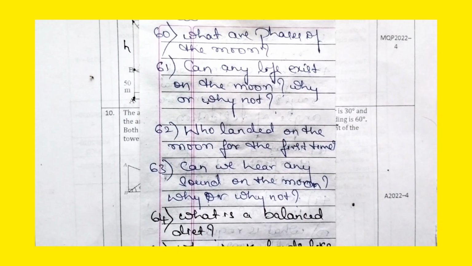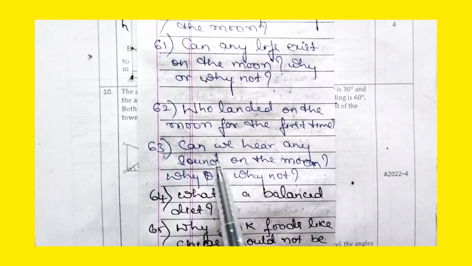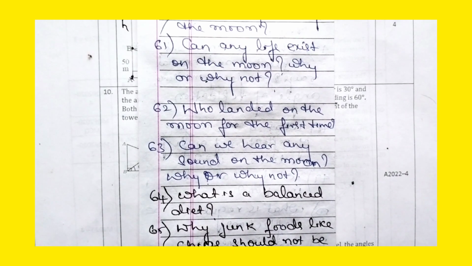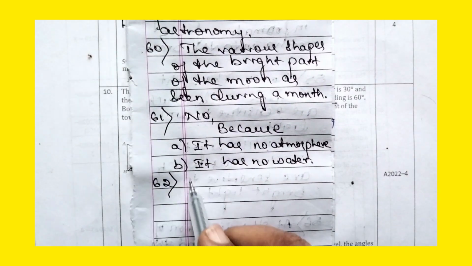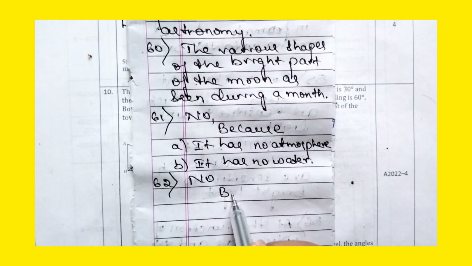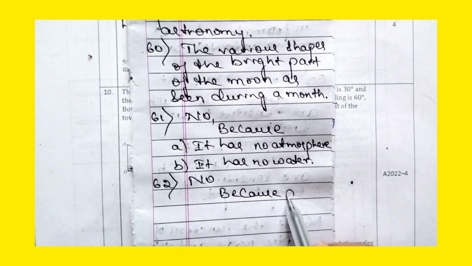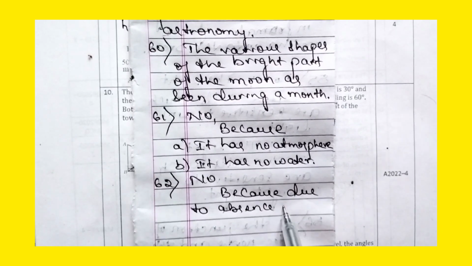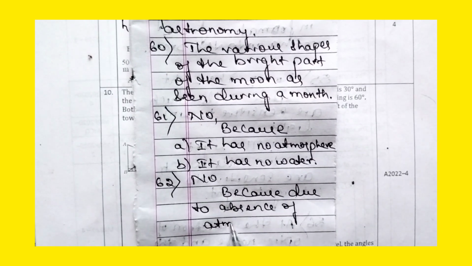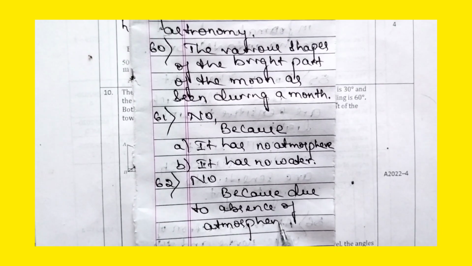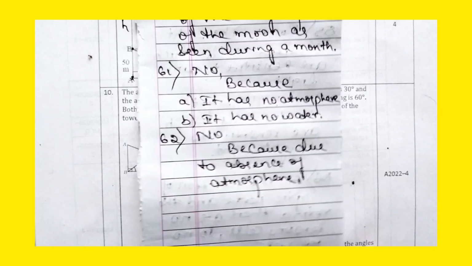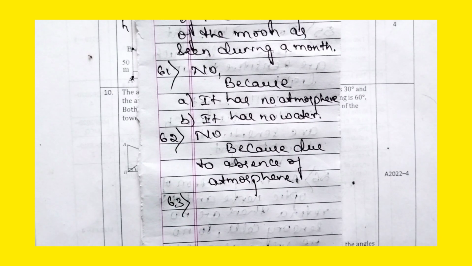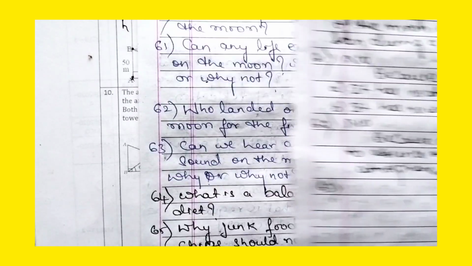Then let us move to 62nd question. Can we hear any sound on the moon? Why or why not? Our answer is again no. Because due to absence of atmosphere, there is no air medium to carry the sound. For sound to be carried, a material medium is needed, such as air. So there will be no air and hence no sound will be heard.